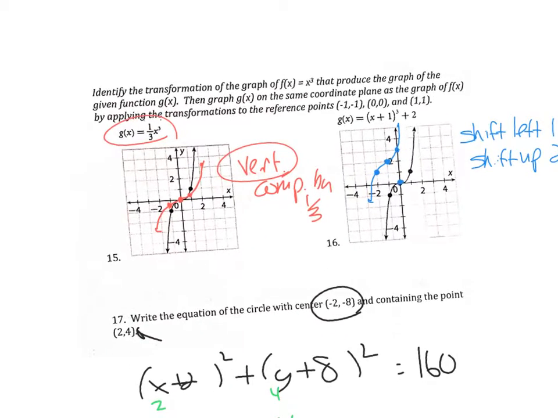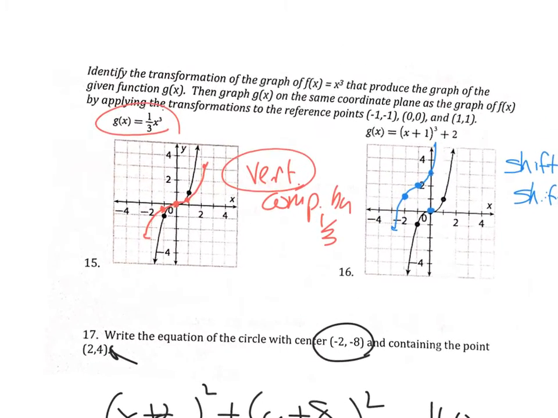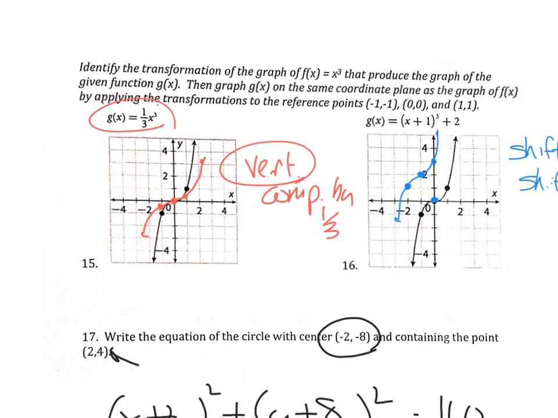15 and 16 are graphing cubes, or just cubes. Tell what's happening first. 1/3 in front. It's in front, not in the parentheses, so it's compressed by 1/3 vertically. Usually you go over 1, up 1, but because it's compressed vertically by 1/3, and vertical is up and down, you go over 1, up 1/3, over 1, down 1/3. Connect your dots, and you got it.